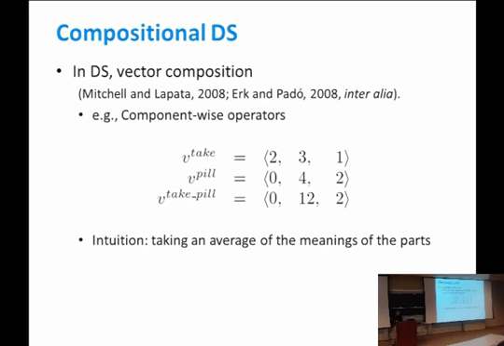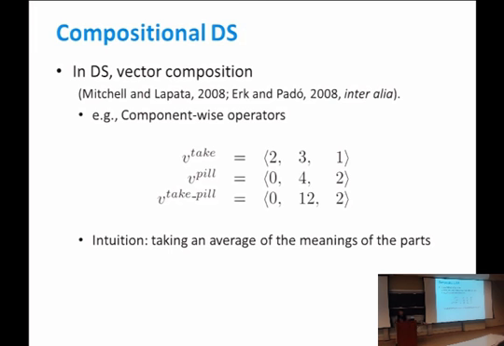So for example, suppose we're trying to model the meaning of the phrase "to take a pill." So if that's the case, you have some vectors for the individual parts, "take" and "pill," and you apply some component-wise operator, say component-wise multiplication, to come up with the phrase-level vector representation. And the intuition here is that you're taking some notion of the average of the meanings of the parts. So with multiplication, it's kind of taking an average in the log space.